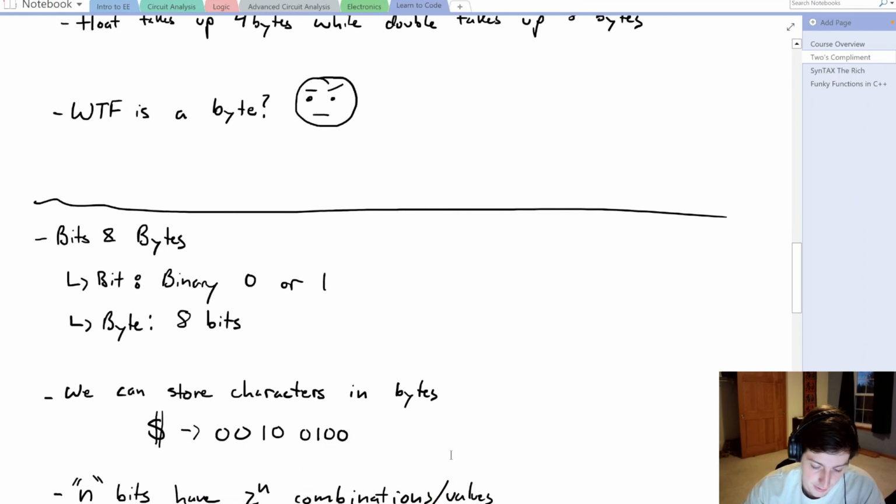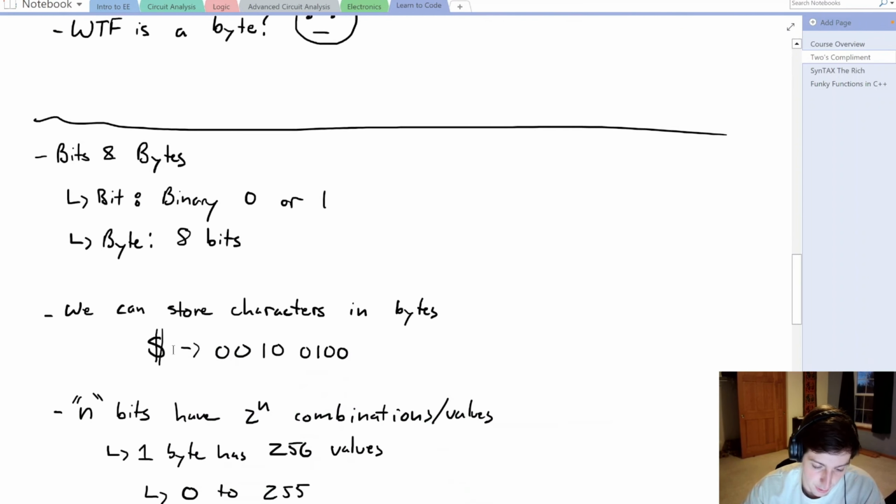And what I mean by that is that if we look at something like the character for a $ sign, we could decide to store that in a byte given by a 0, 0, 1, 0, 0, 1, 0, 0. And we know that n number of bits have 2 to the n combinations or values, so 1 byte has 256 values. Now we include 0, so our range is from 0 to 255. That gets us our 256 values.